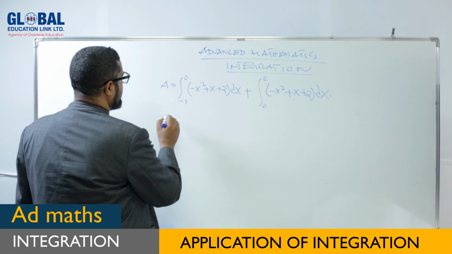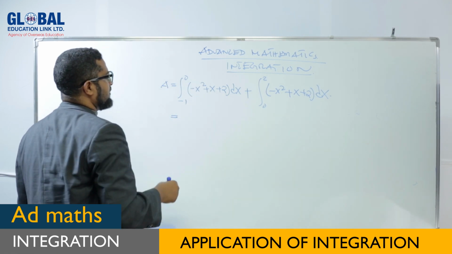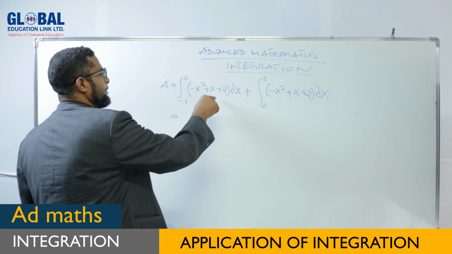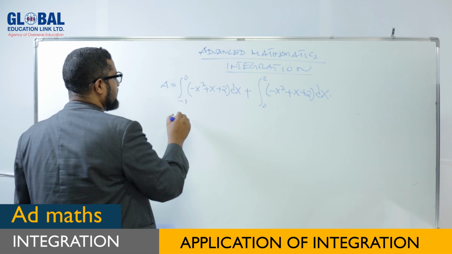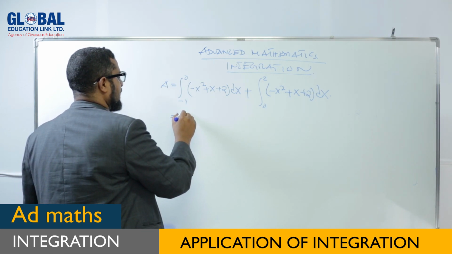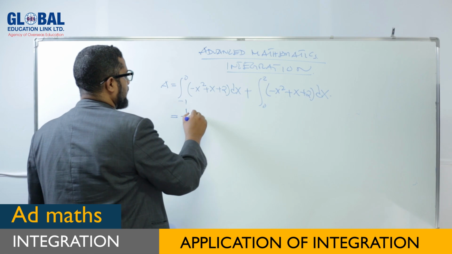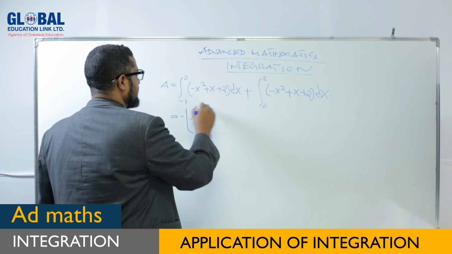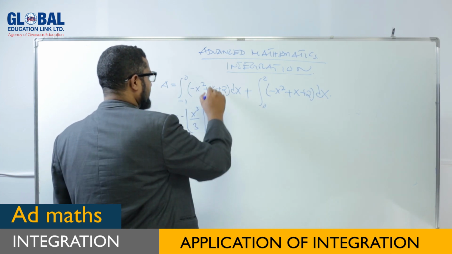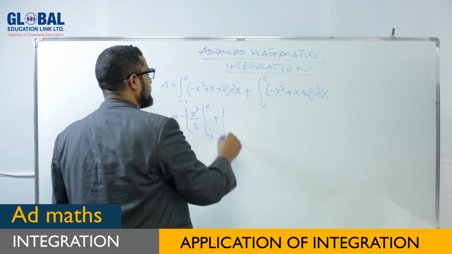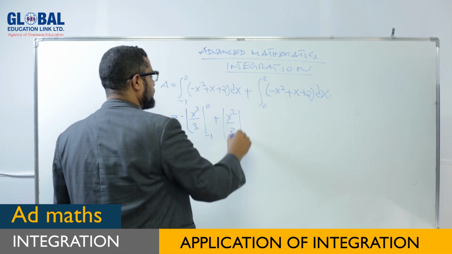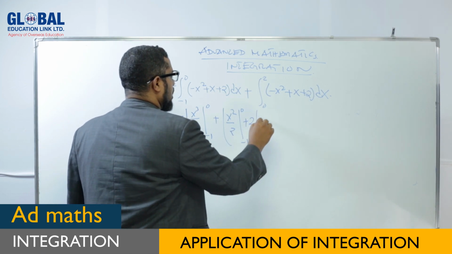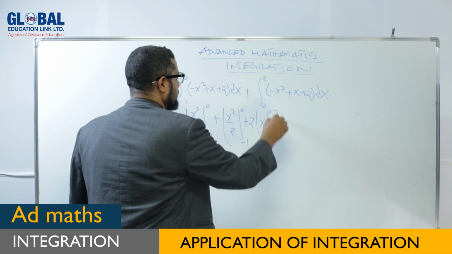Now let's integrate. If we integrate this part, it's the same as distributing the integral within x squared plus x plus 2. So if you integrate, it's the same as taking the negative out, then in the bracket, x cubed over 3 from negative 1 to 0. Then we add the second one, that is x squared over 2 from negative 1 to 0. Then we add 2x from negative 1 to 0.